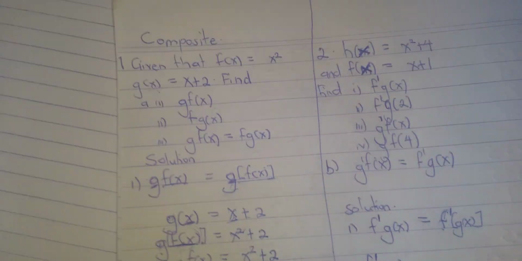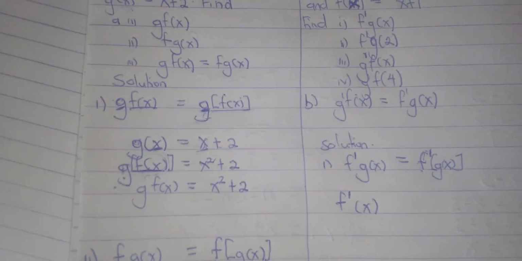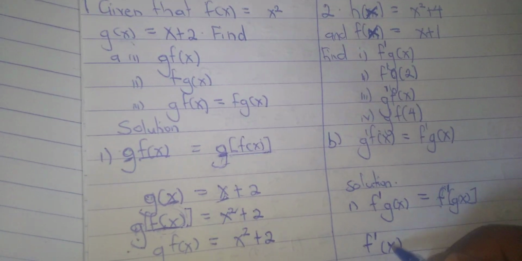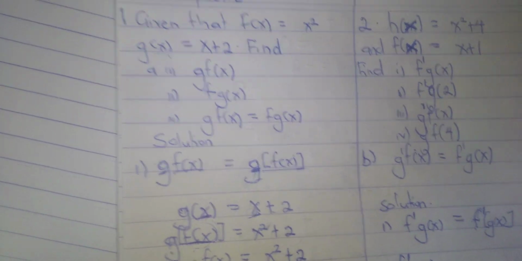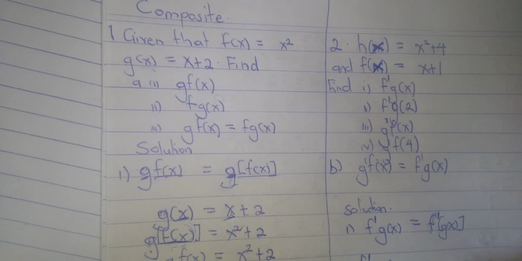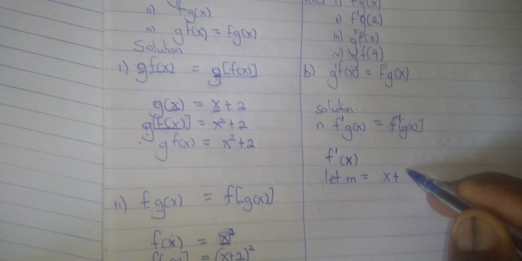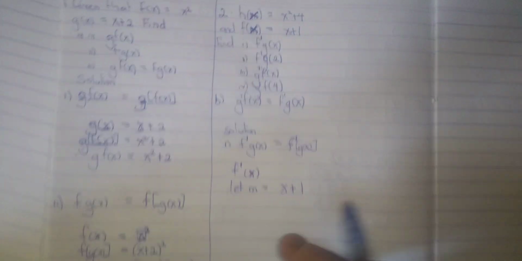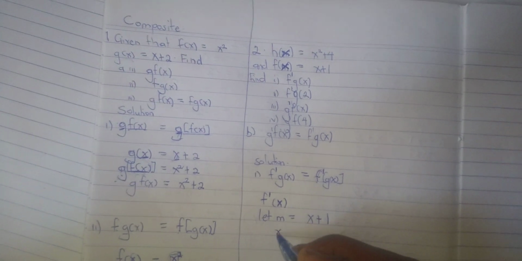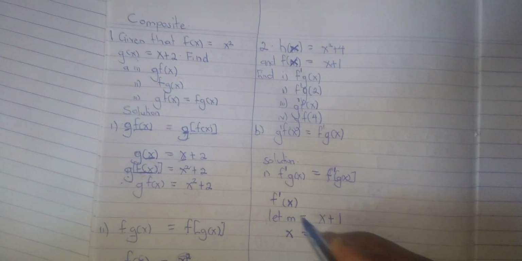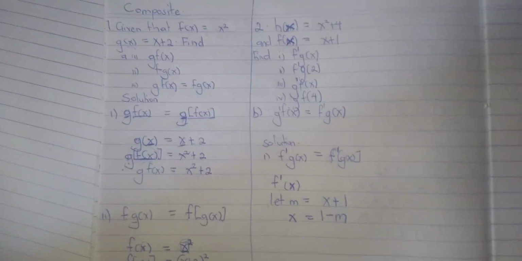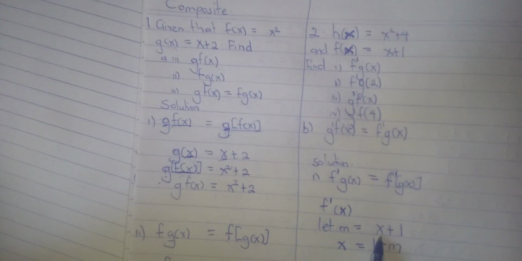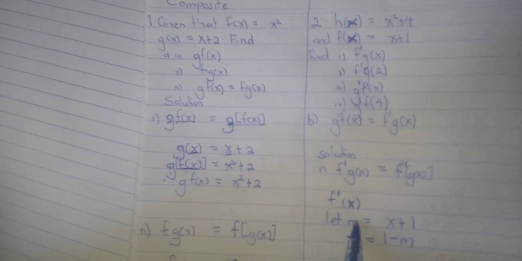So let us find now f inverse of x. When we are finding f inverse of x, we shall just let any unknown, maybe m, equal to f of x. What is our f of x? It is x plus 1. So that is our f of x, x plus 1. So we make x the subject: x stays this side, then the 1 crosses the equal sign. So we have made x the subject of the formula.